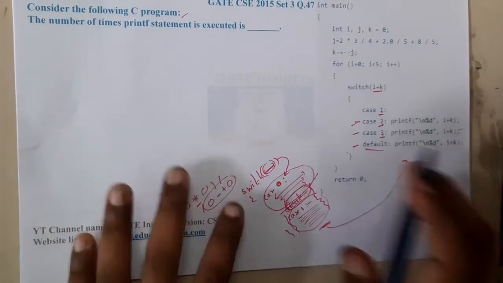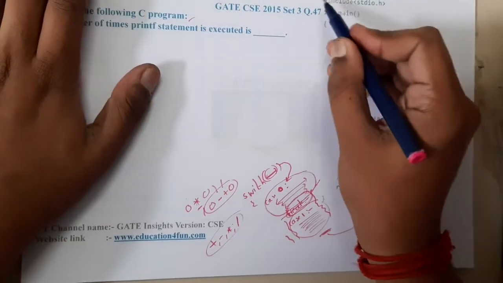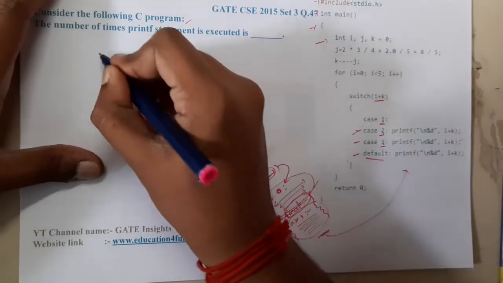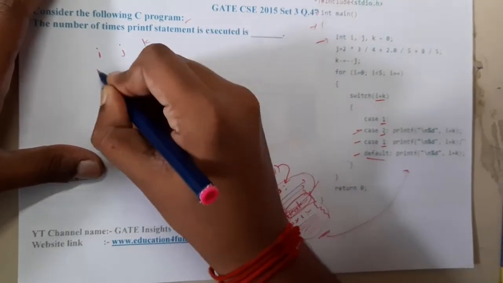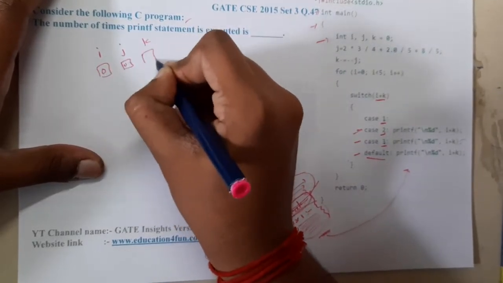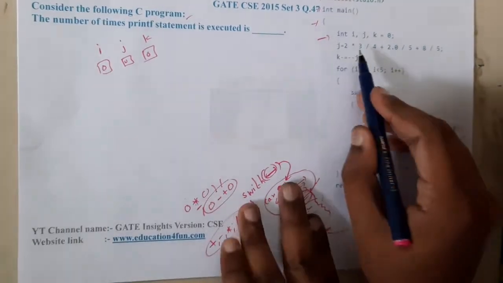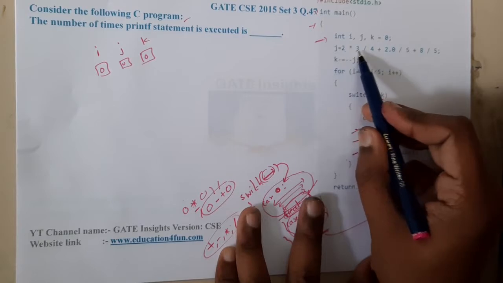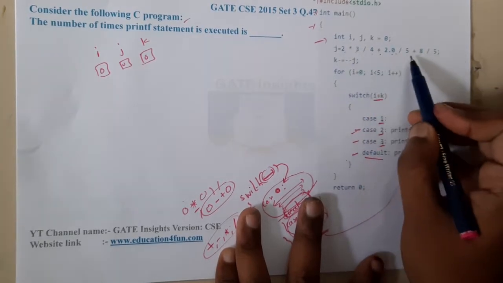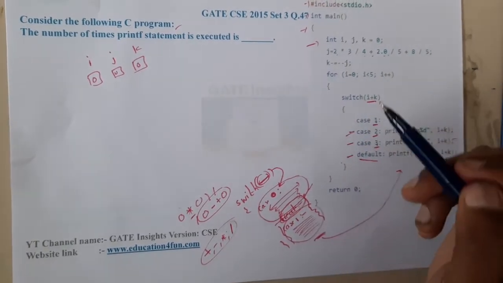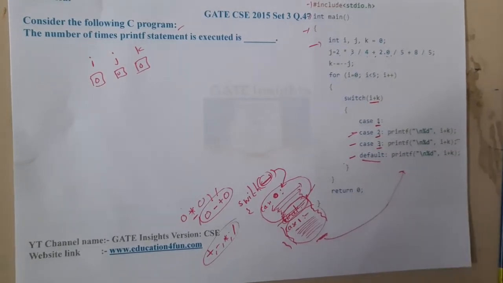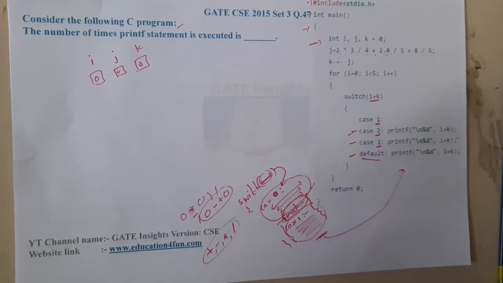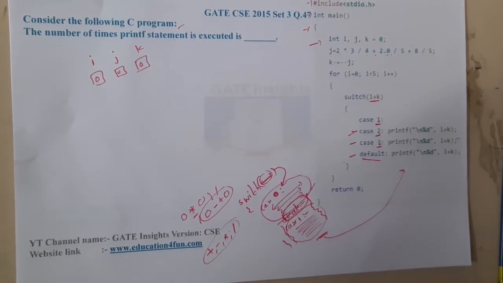So the question is, int main. This line is done, this line is done. We have three variables i, j and k, and all the values are initially initialized to 0. That's really good. Now you are doing a huge mathematical expression if you ask me: 2 into 3 by 4 plus 2.0 by 5 plus 8 by 5. Now I want everyone to take a small pause and try to solve it guys. Anyway, let us write it clearly.